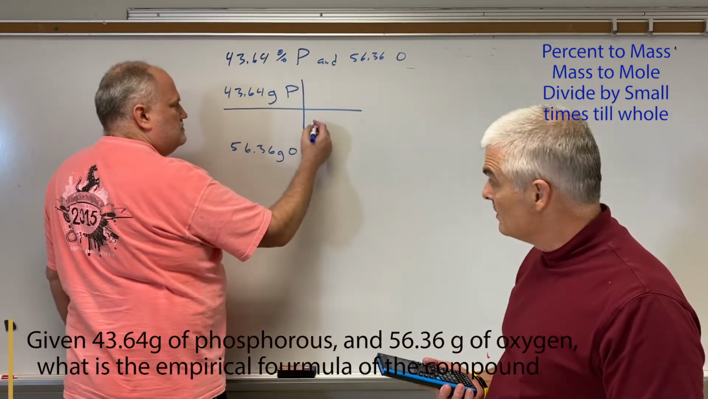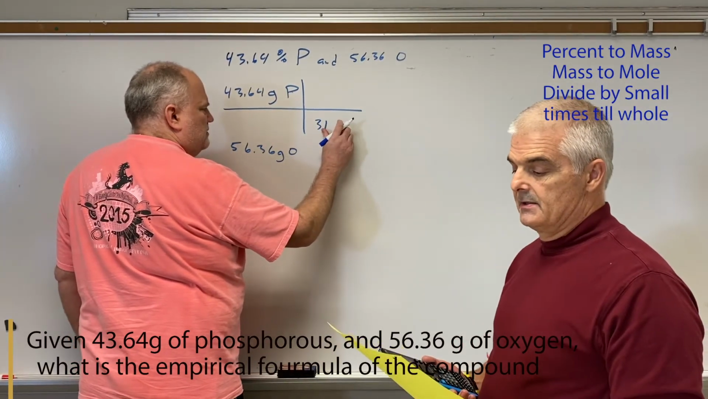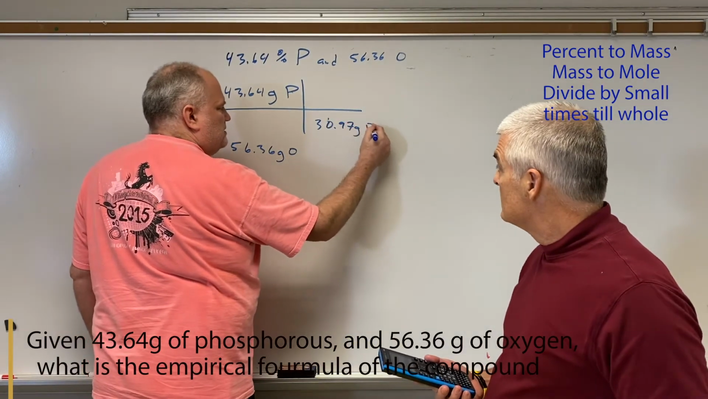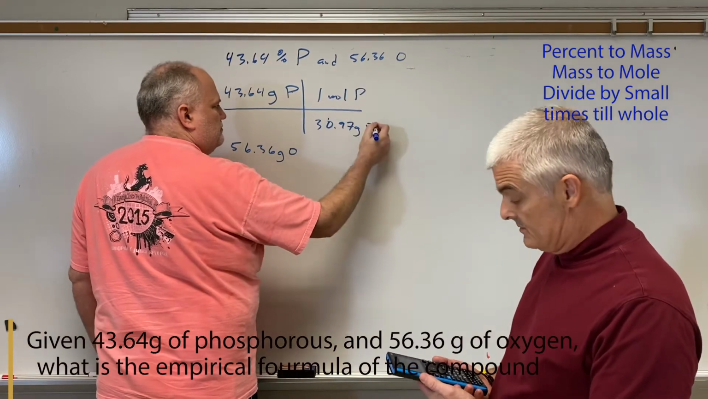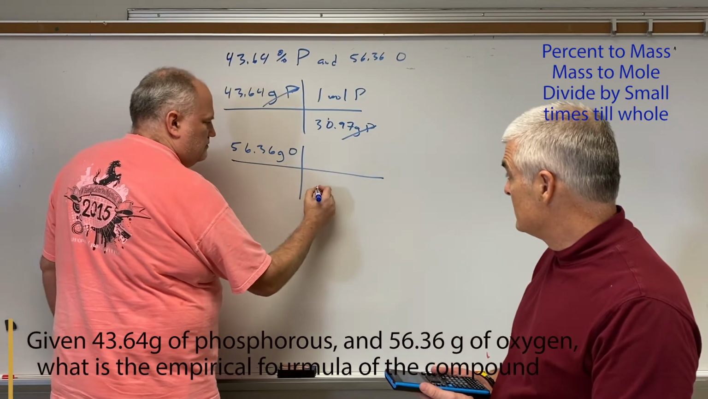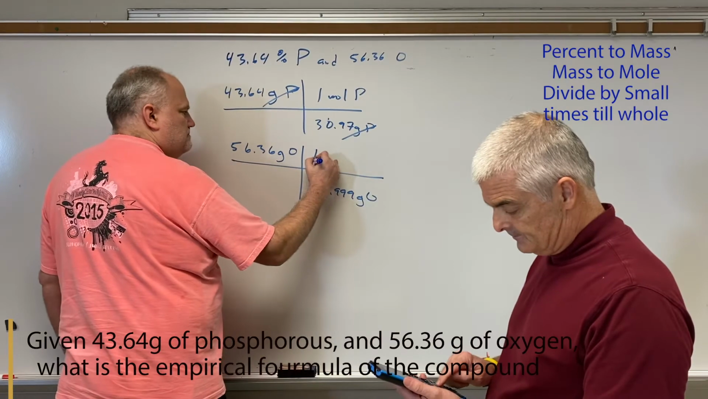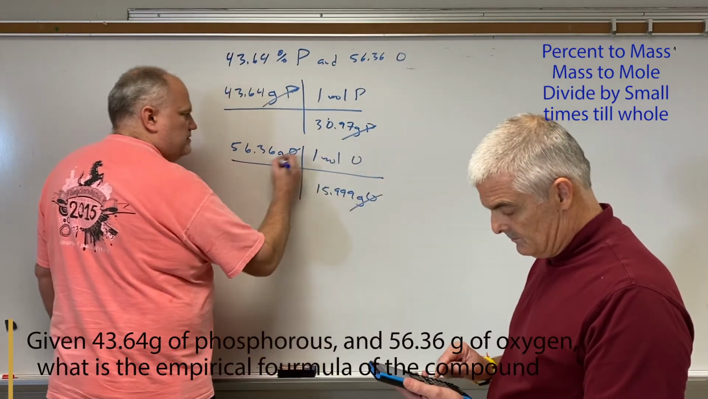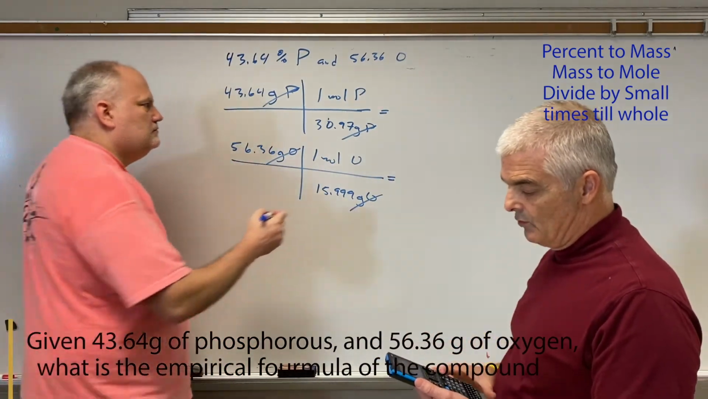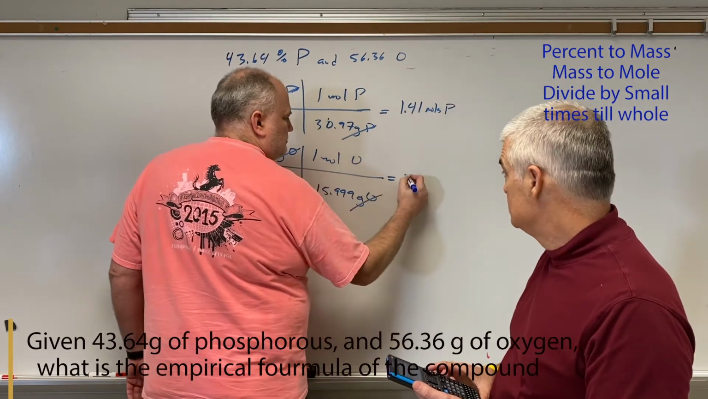Simple grams to moles. The molar mass of phosphorus is 31. Actually, it's like 30. Can you give me the exact number? The exact number is 30.97. Why did I put this on the bottom? Because you want to get the grams to cancel. And then 56.36, and of course that's 15.999 or 16.0, depending on how you want to do that. We'll do the extra rounds here. That allows me to cancel my grams. So the first number is 1.41, and the second one is 3.52.